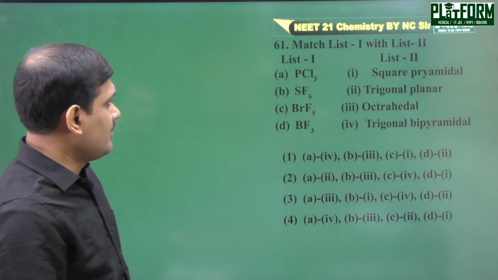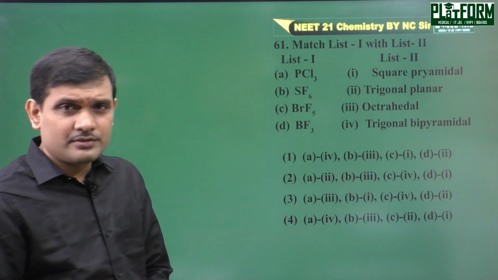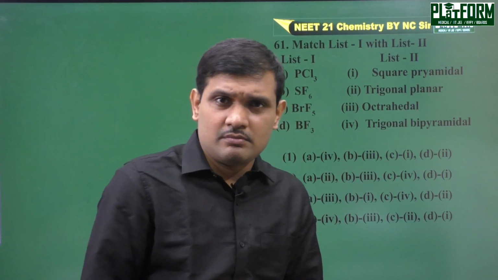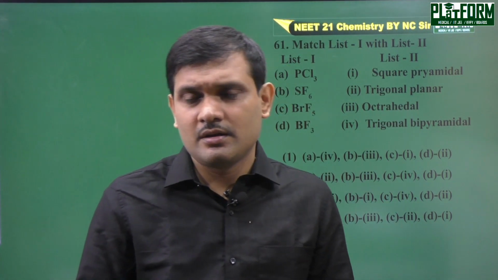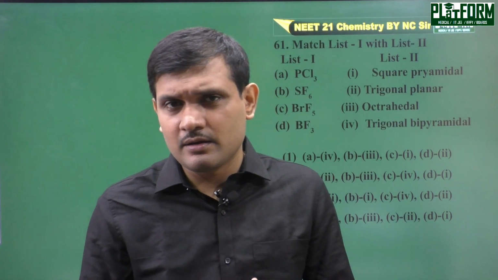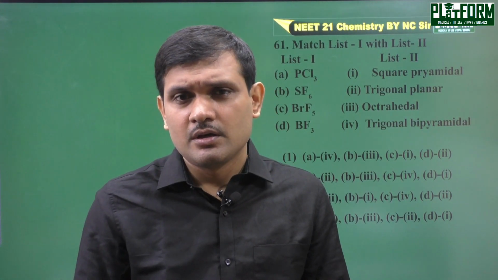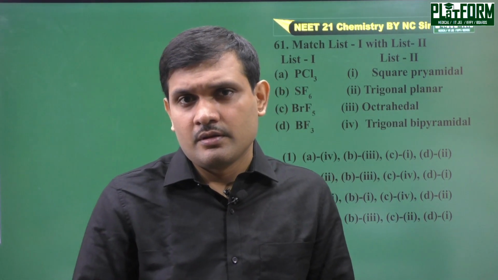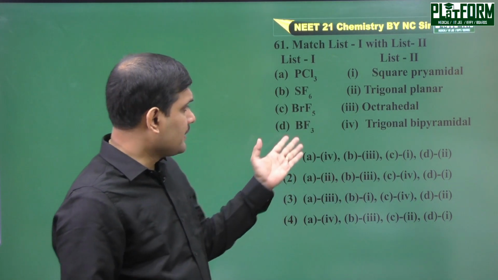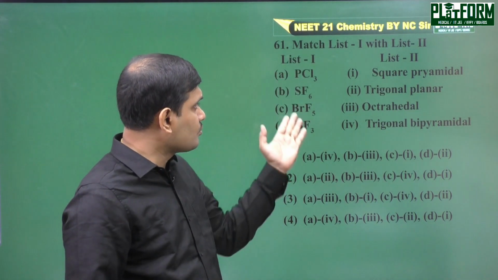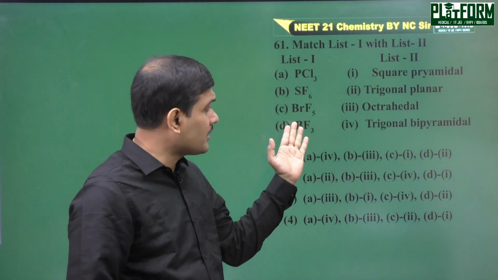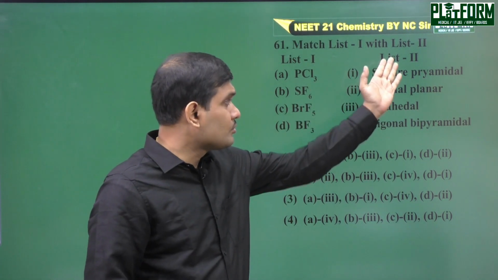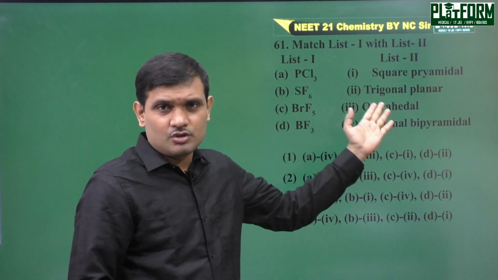Now again, think it is a question from chemical bonding, and if you find out this year's question paper, you will get some information in the question paper that gets repeated. Here also you see BF3. In list 1 some compounds are given, and in list 2 the geometry of the compounds is given.